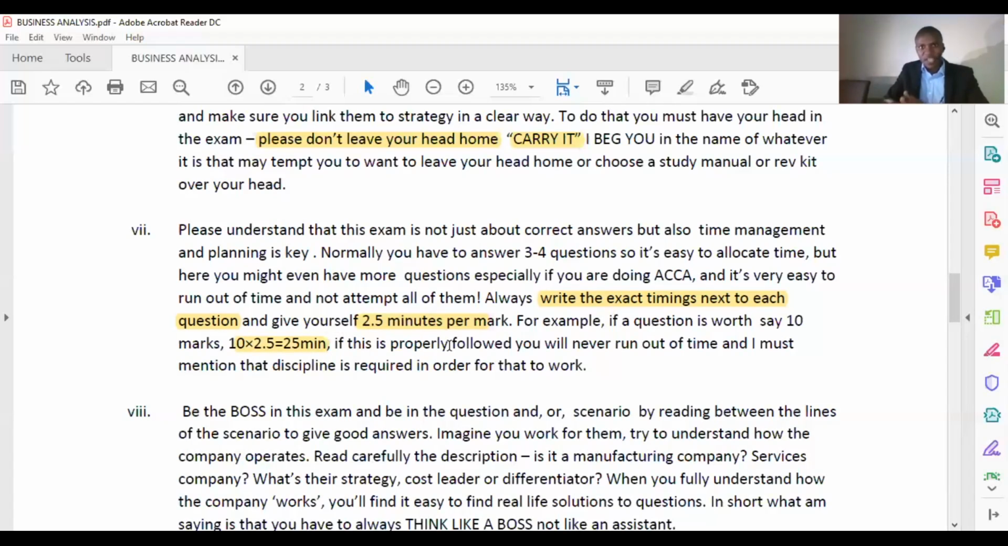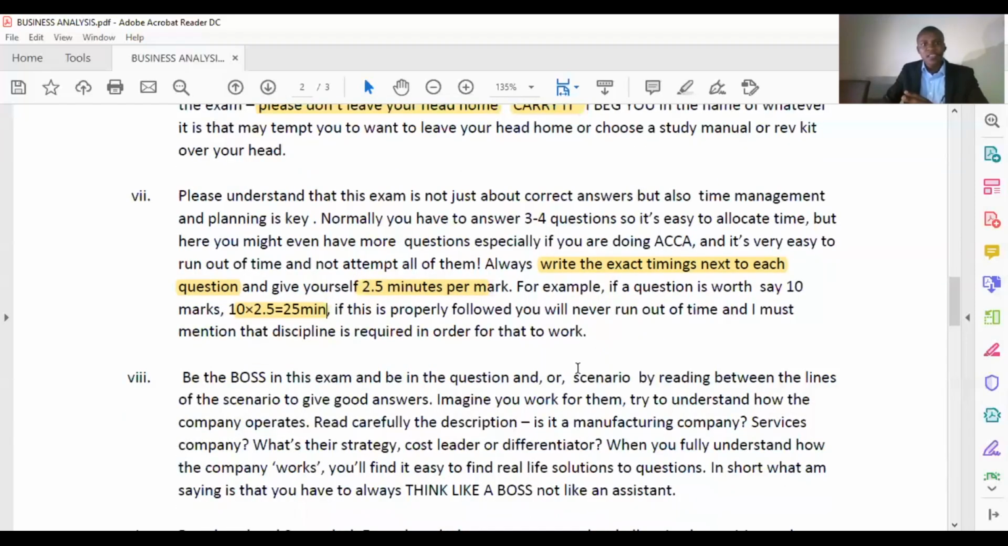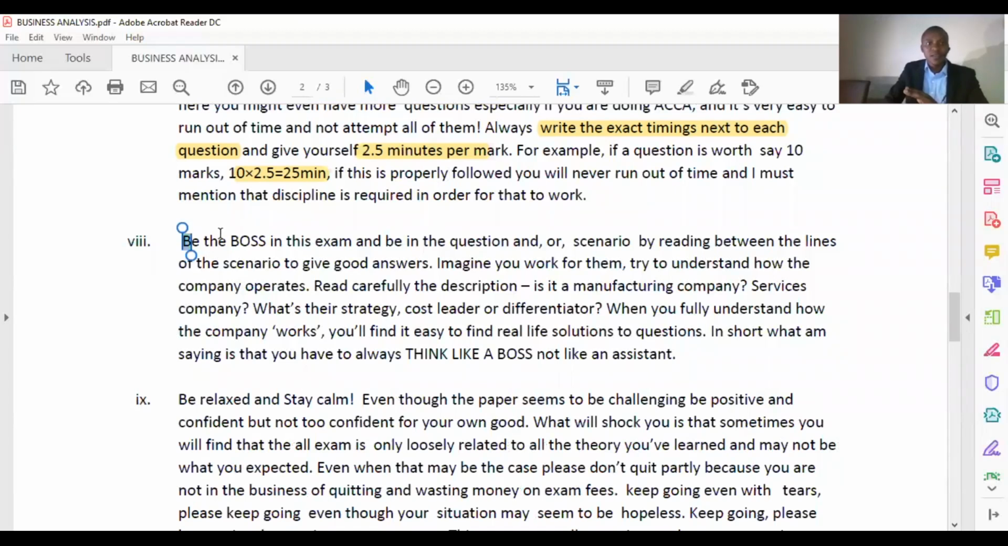I repeat. And one key thing I want to mention here is that in this exam, please be the boss. Be the boss in this exam and be in the question. Is it a scenario? Be in that particular scenario. Now, how can you be in that particular scenario? You must be able to read between the lines of the scenario to give good answers.